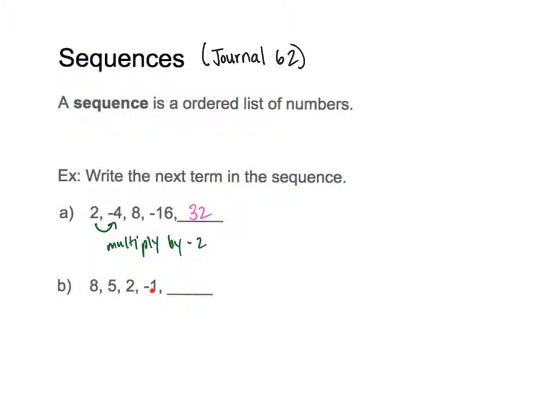And so I'm going to try it with this one here. I'm going to take a look at the pattern. So I'm going from 8 to 5, then 2 to -1. So I think this is decreasing, or subtracting, by 3. So if I take my -1 and subtract 3, I get -4. And I figured out my next term. Okay, so hopefully this sounds familiar. We're going to be doing this a lot in the next few days. So I just wanted to give you a refresher on how we figure out sequences.